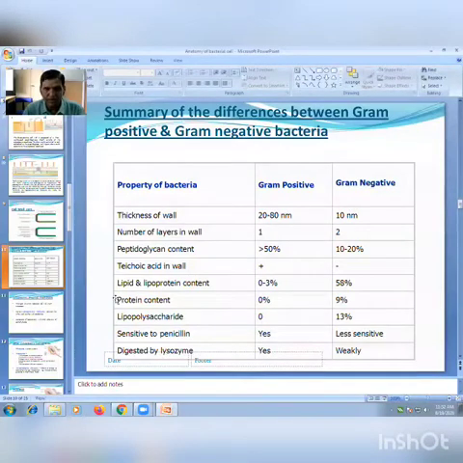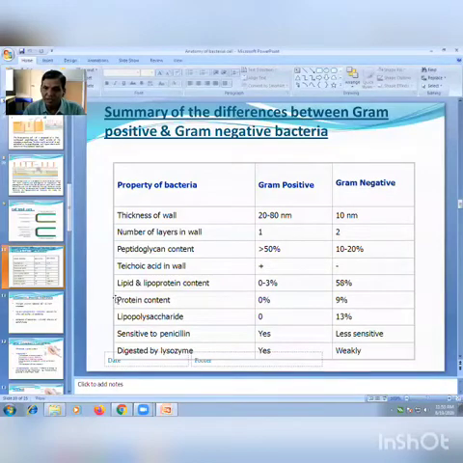If you study the differences between gram-positive and gram-negative cell walls, in thickness, gram-positive is thick, 20 to 80 nanometer, while gram-negative is 10 nanometer. The number of layers in the wall is single layer versus double layer, and peptidoglycan can contain more than 50%. Teichoic acid is present in gram-positive while absent in gram-negative. Lipoprotein content is more in gram-negative. Protein content is more in gram-negative. It is 0% in gram-positive. Lipopolysaccharide is absent or 0 in gram-positive, while 13% lipopolysaccharide is present in the gram-negative cell wall.